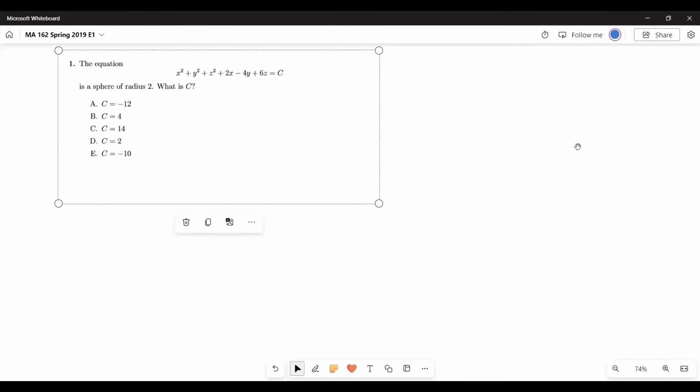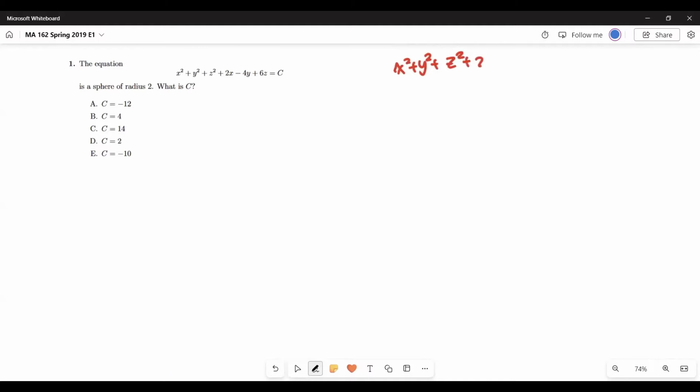Okay, so this question asks: the equation x squared plus y squared plus z squared plus 2x minus 4y plus 6z equals c is a sphere of radius 4. What is c? Okay, let's write it first. x squared plus y squared plus z squared plus 2x minus 4y plus 6z equals c.